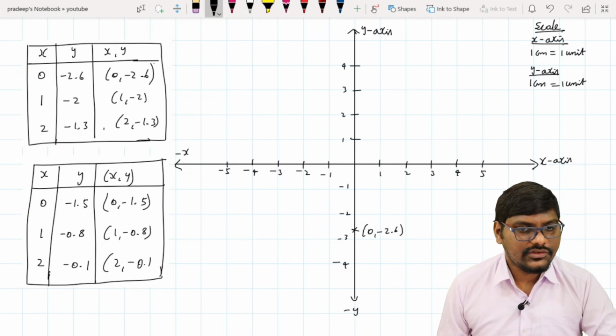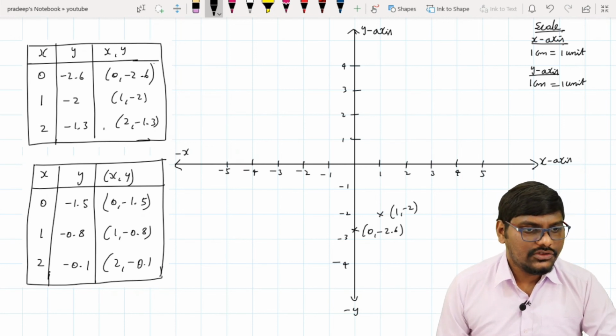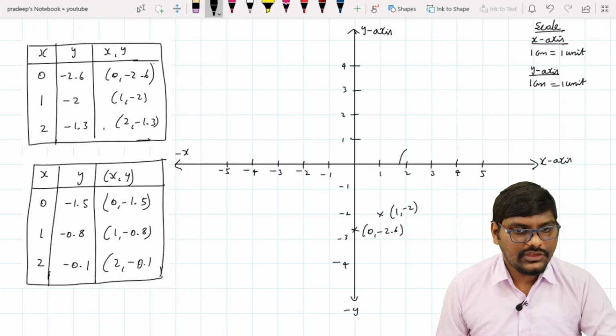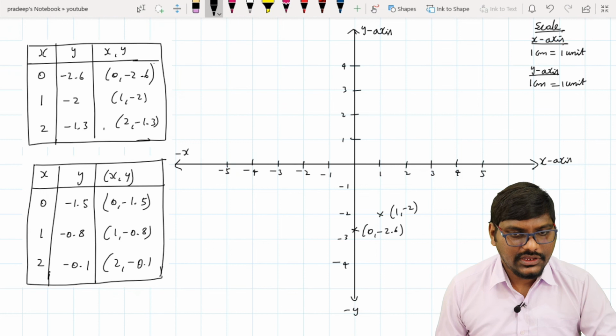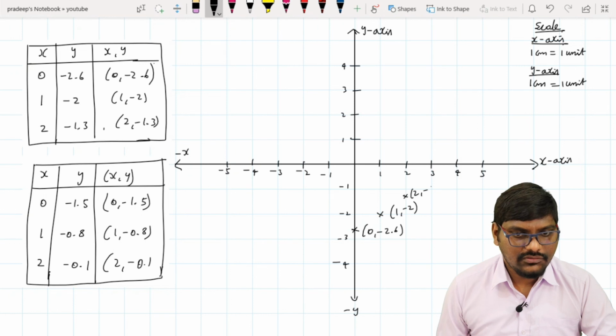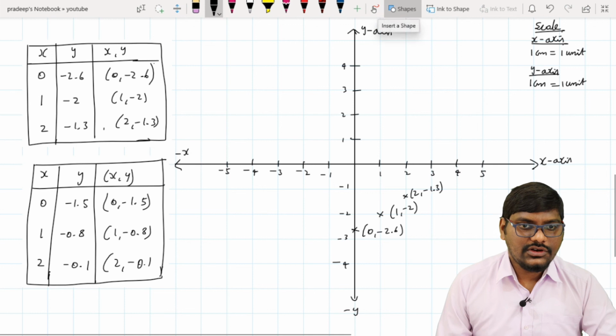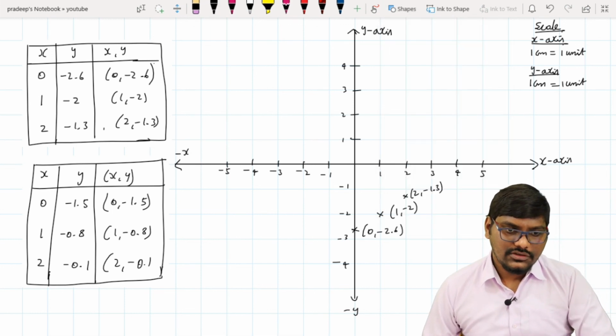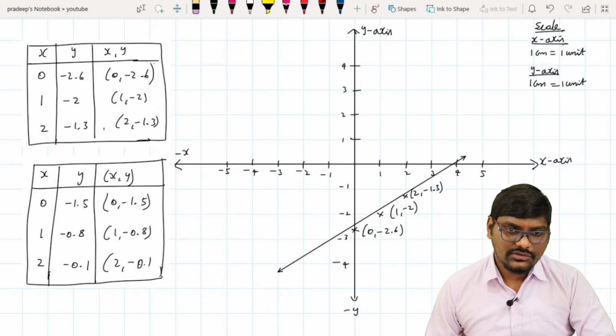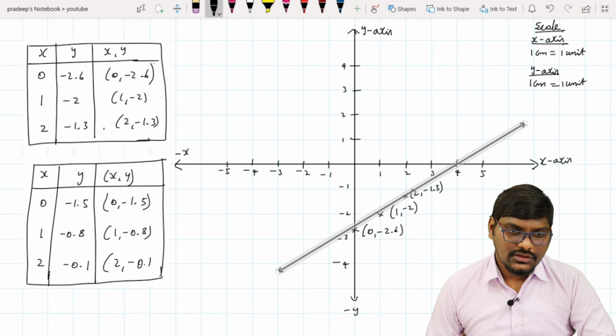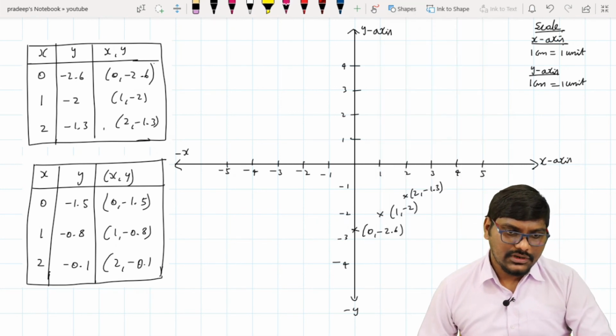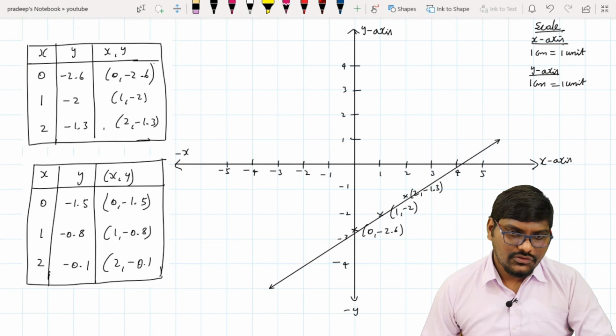Okay. So next is 1, -2. 1 is over here in the x-axis and 2 is here, so I can write this as 1, -2. Okay. The second equation, the third point is that 2, -1.3. So in x-axis 2 is here and in y-axis 1.3 is somewhere here, so I can write this as 2, -1.3. So let's draw the graph for this. So I can get this approximately. So I'll just take it again for the better graph. So I got this as the line approximately.